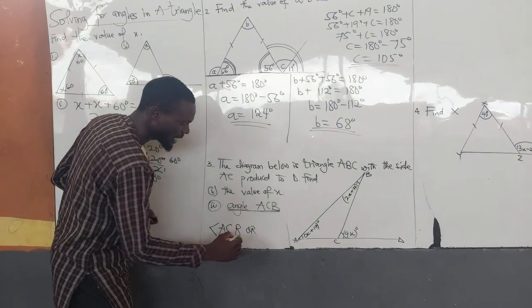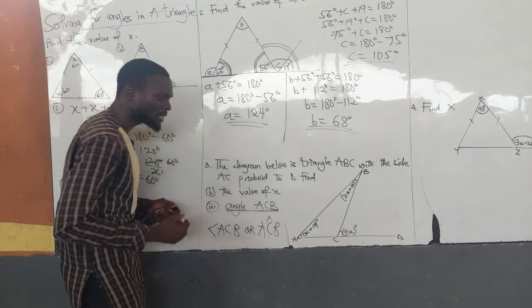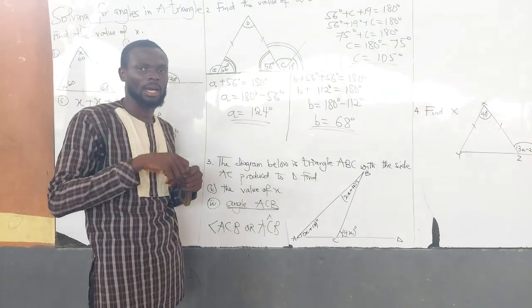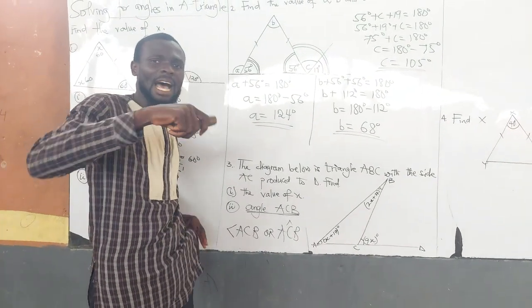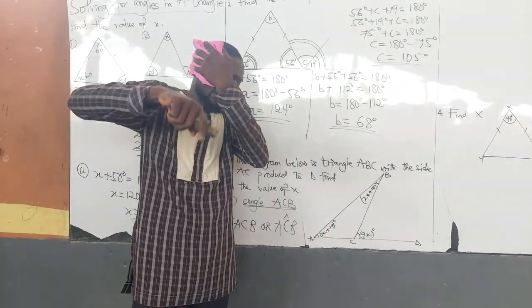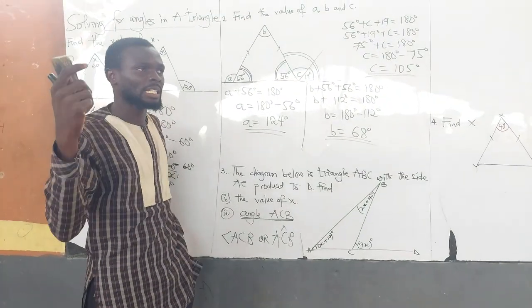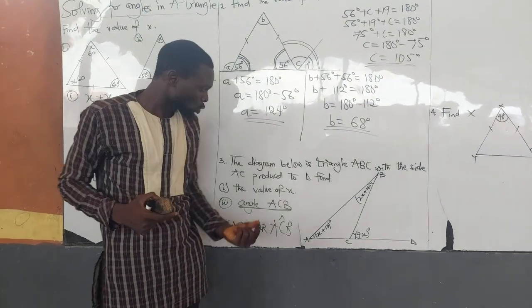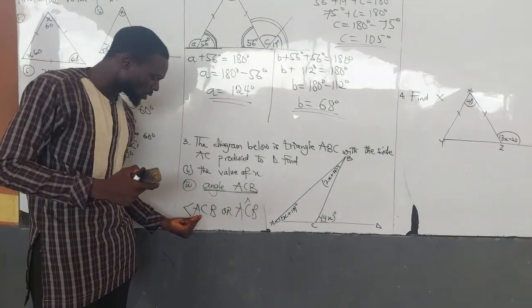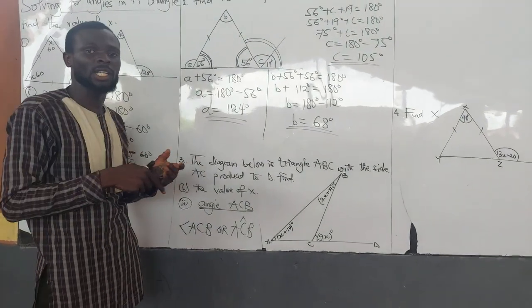Or it can be given as angle ACB with something on top of the middle letter. Now, anytime you see this, the vertex at the middle is where the angle is. Remember when we started with angles, we pointed out the ones that are the vertex. So if you look at this, angle ACB means the letter at the middle is where the angle is located.